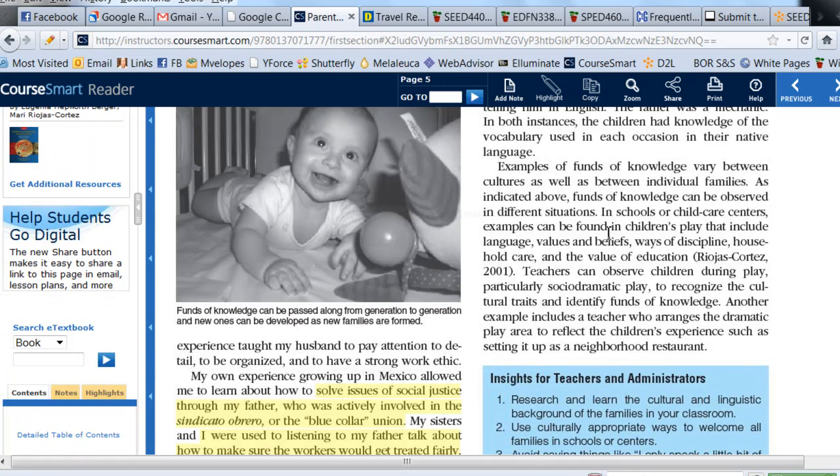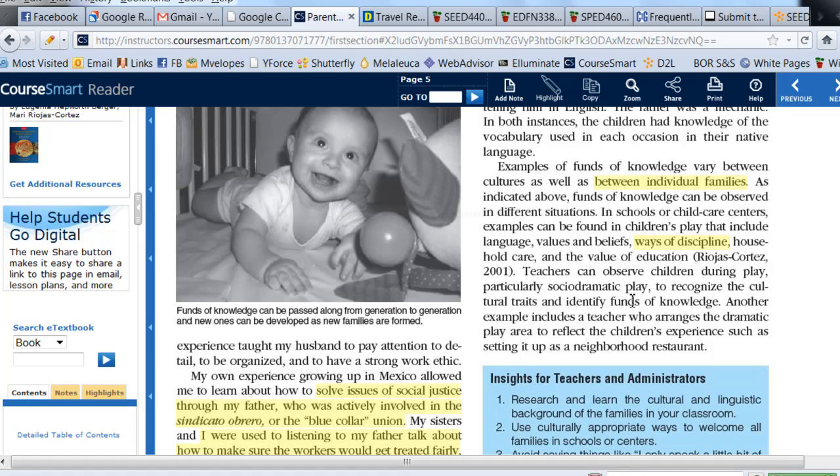Okay, the funds of knowledge vary between cultures as well as between individual families, and that's a great point. And this is what I think, in your world and my world, it'll be more between families than between cultures. As indicated above, funds of knowledge can be observed in different situations. In schools or child care centers, examples can be found in children's play and include language, values and beliefs, ways of discipline. Ways of discipline are interesting too, a fun thing.